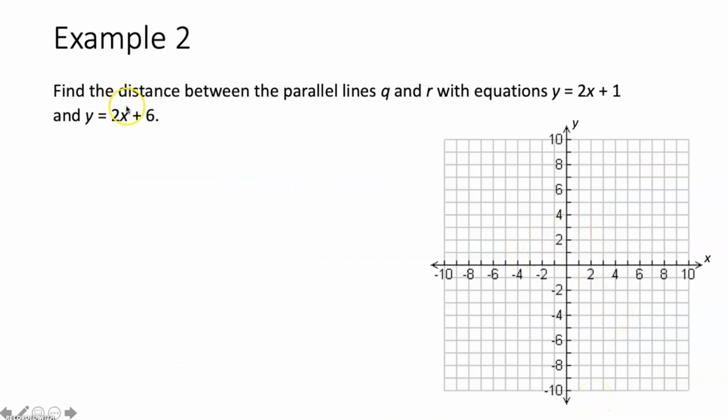Example 2 says find the distance between the parallel lines Q and R with equations y is equal to 2x plus 1 and y is equal to 2x plus 6. So this is the same but different. First, we want to graph these 2 lines on this coordinate plane.